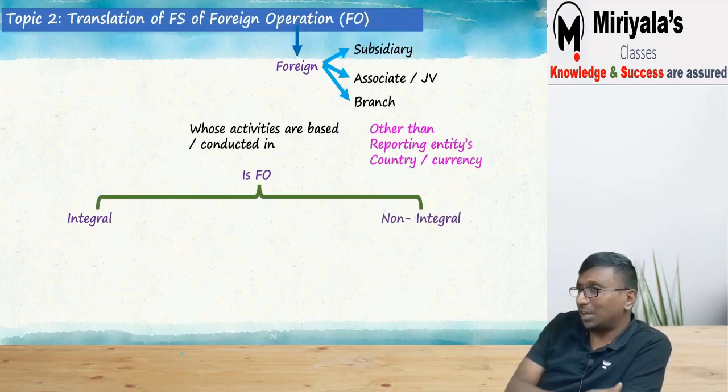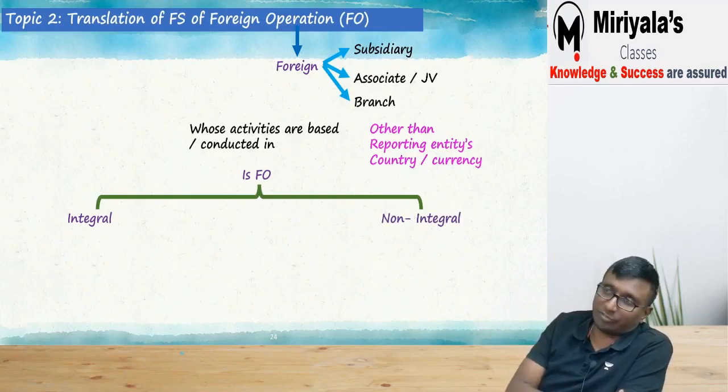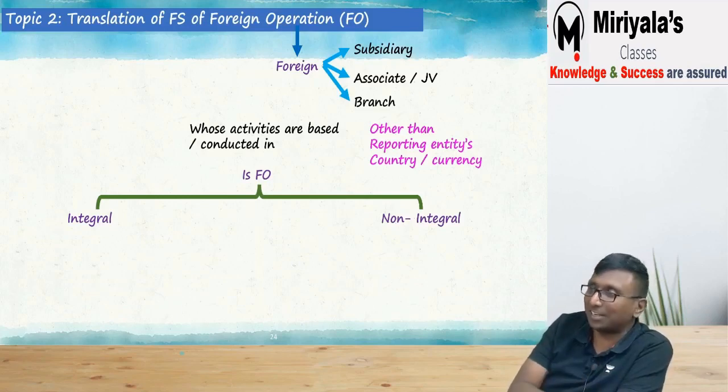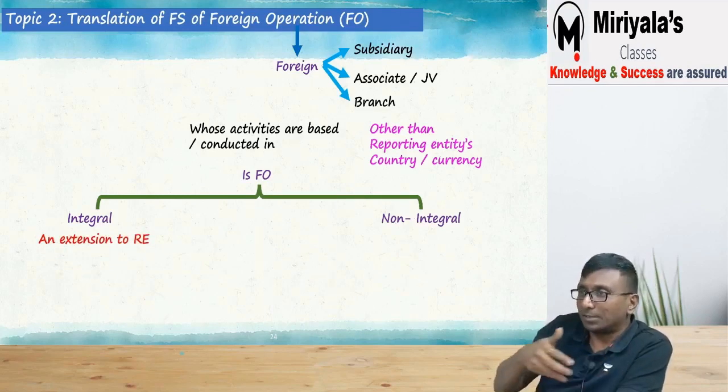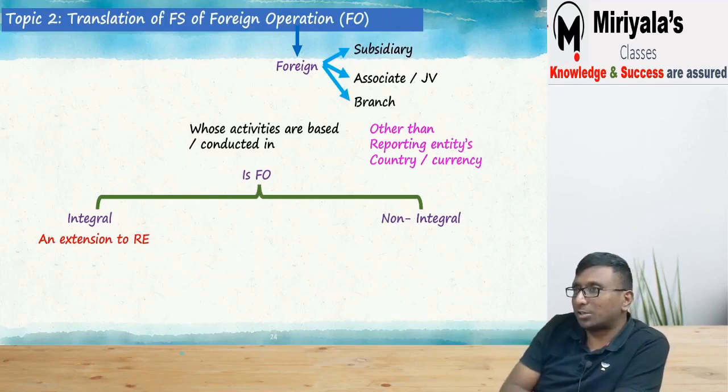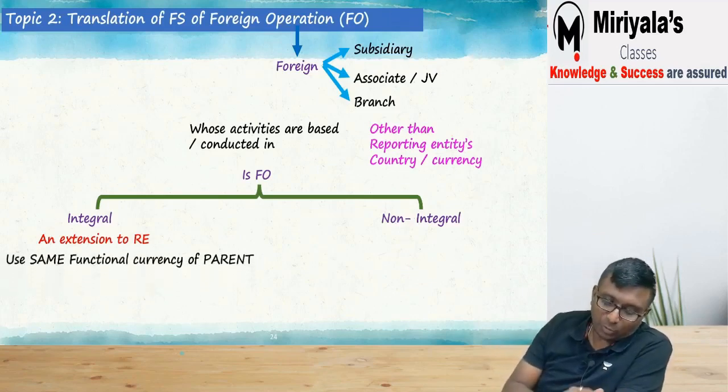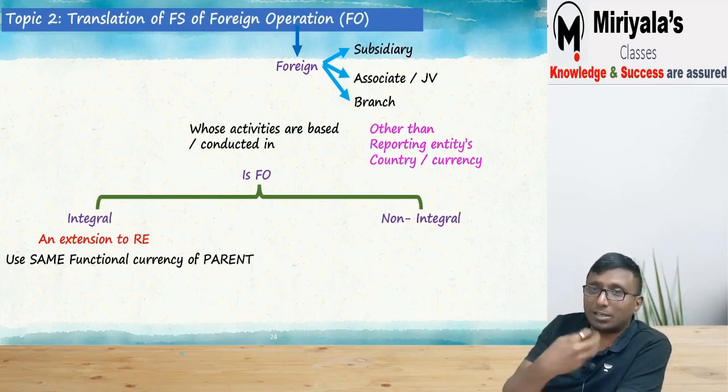Okay, in Accounting Standard 11, they defined what is non-integral, and here they defined what is integral. That's all definition, but at the end of the day the meaning and concepts are the same. What did they say very clearly? Integral means an extension of the reporting entity. It means they don't do their own job; my activity is the same continuation, and under that circumstance they use the same functional currency of the parent company.